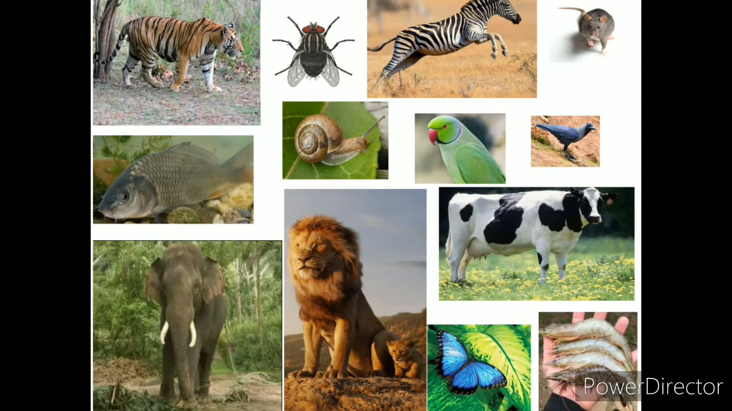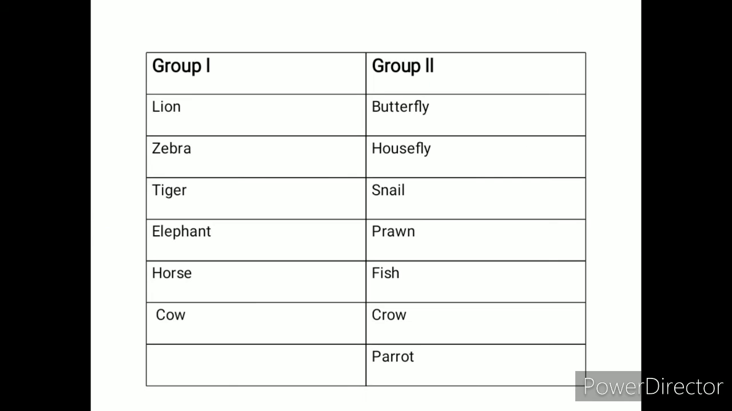Let's verify your answers. Here is the answer. Group 1 consists of the animals such as lion, zebra, tiger, elephant, horse, and cow. And group 2 consists of comparatively small sized animals such as butterfly, housefly, snail, prawn, fish, crow and parrot. So this is the first classification.